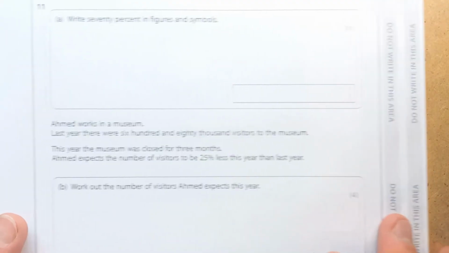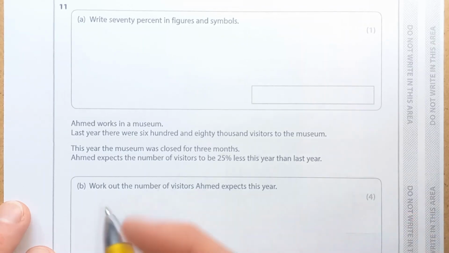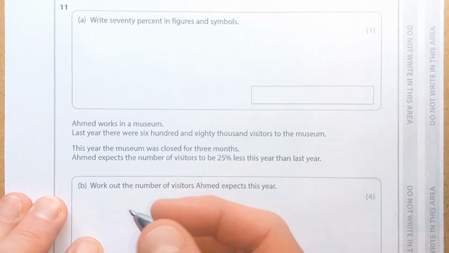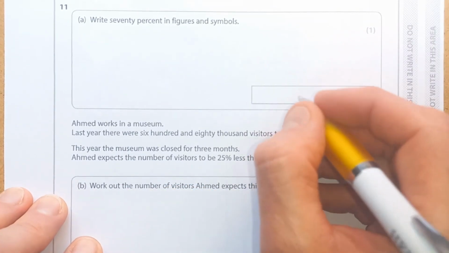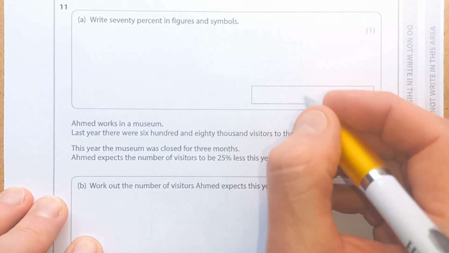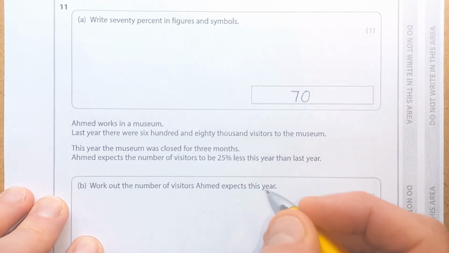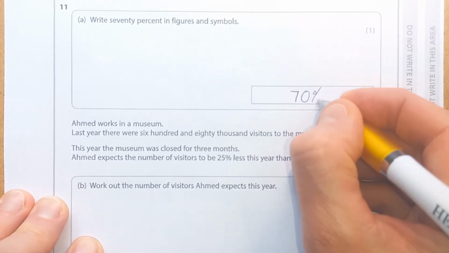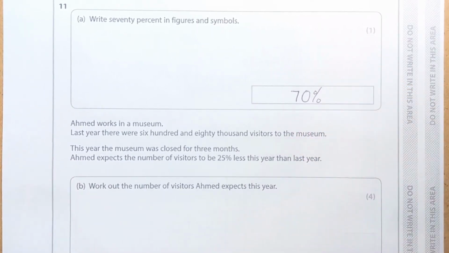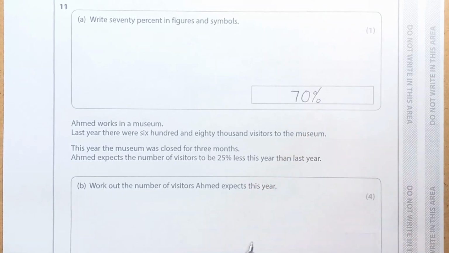And finally, we've got question 11. Write 70% in figures and symbols. So, figures, that's 70, and symbols, %. So don't overthink it. If you think, oh no, what do they mean? 70%, nice and straightforward.